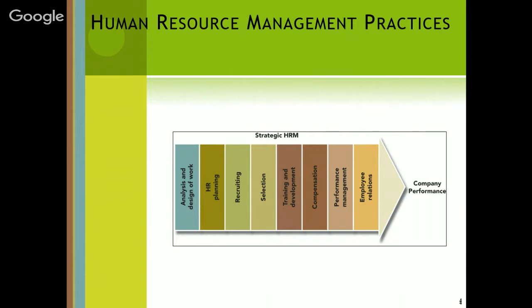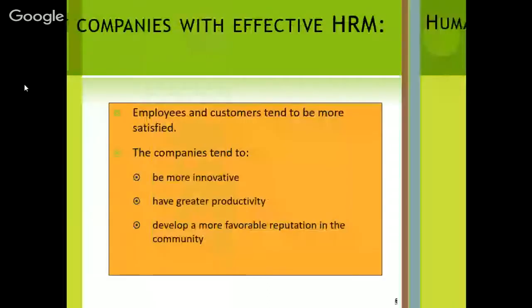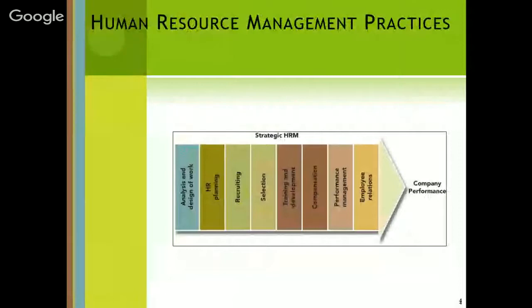Then, of course, the issue of training and development. Here we're talking about developing human expertise for the purpose of improving performance at individual, process, and organizational levels. Then compensation. How do we positively reward employees for their behaviors that drive performance? Performance management and employee relations. Those are all factors that impact how a company performs.